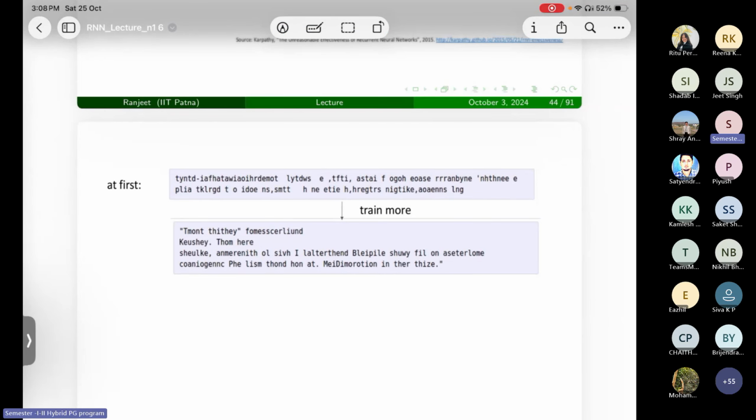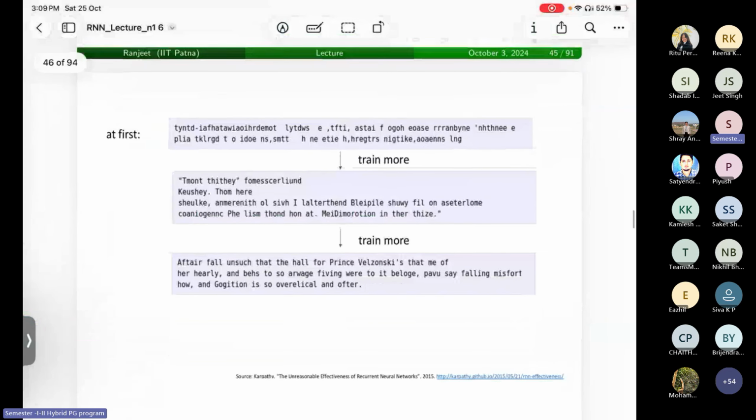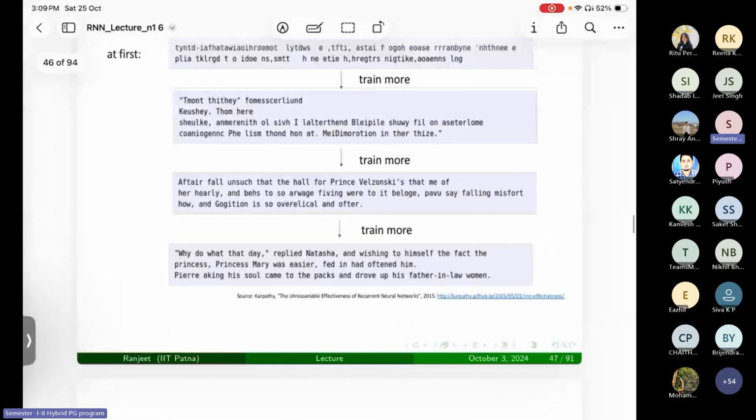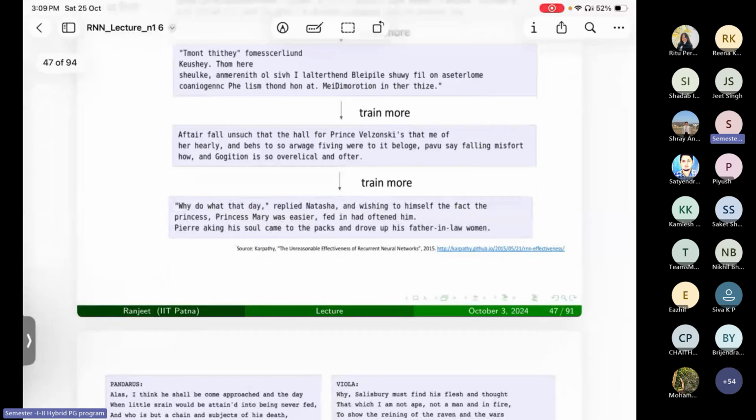Now if you see, it has started to give some meaningful words, but still there is no meaning in the sentences. You can see here, I feel on. These are the words getting generated by that model. Even if you train more, now at least we are getting meaningful words. Most of the words have some meaning, but still we are not getting proper sentences. Now if you train more, it started to give you the sentences also.